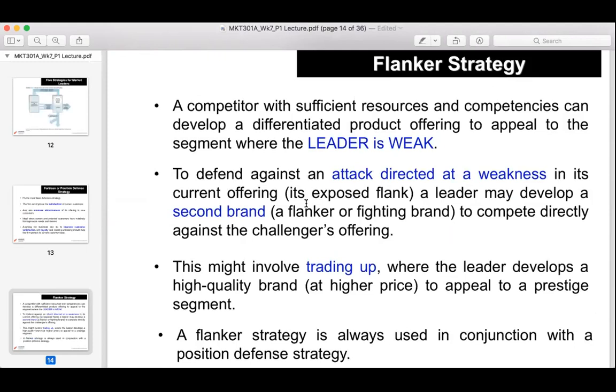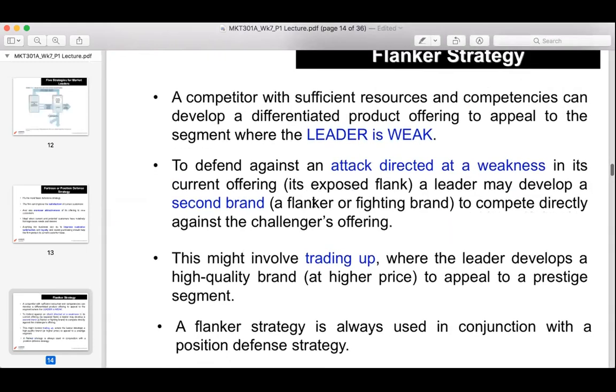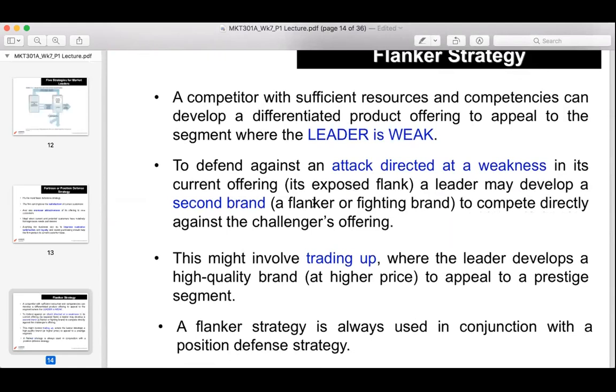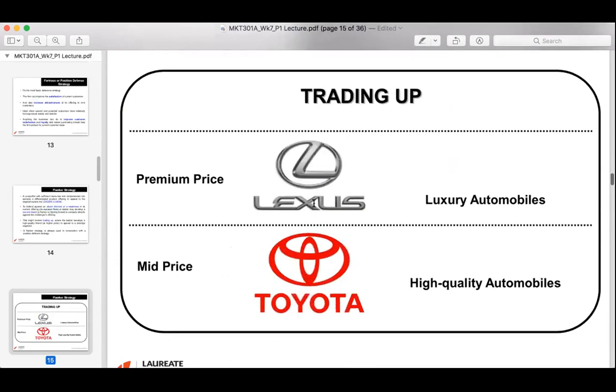Our flankers may also become a large brand, basically a big brand. So it may have the potential to become a big brand as well. You can look at Toyota and Lexus, for instance. Both are quite strong in the market as well.